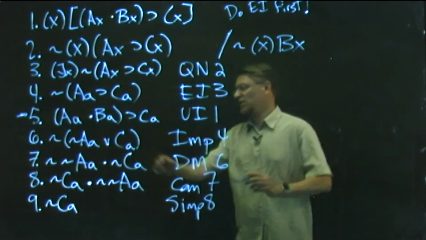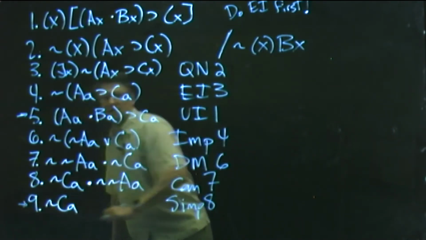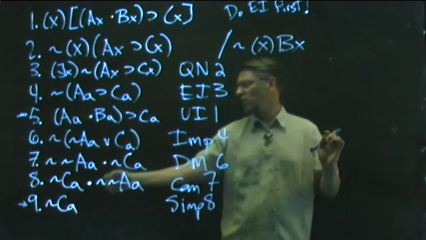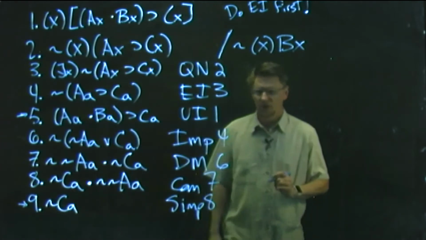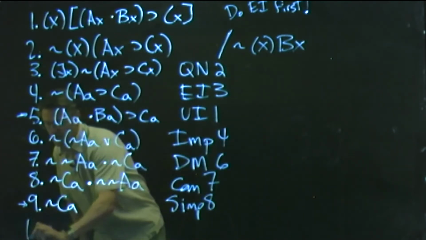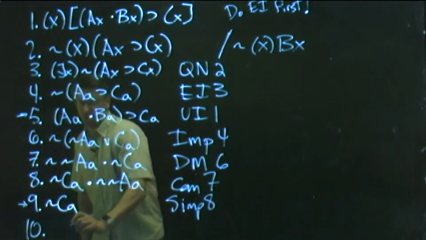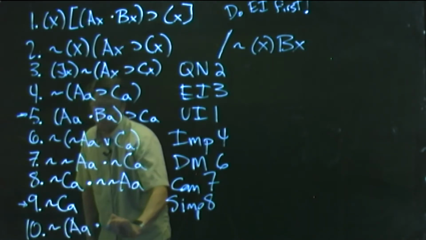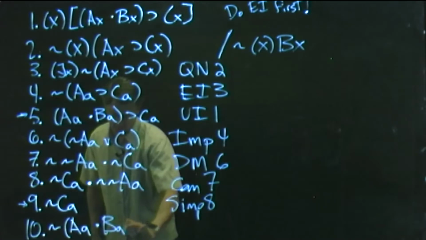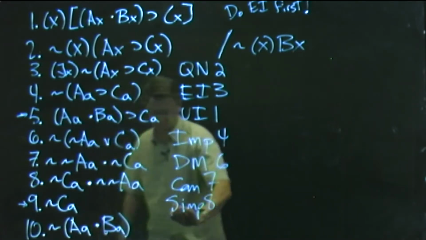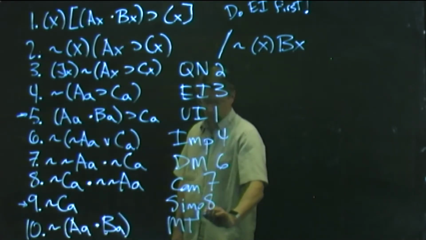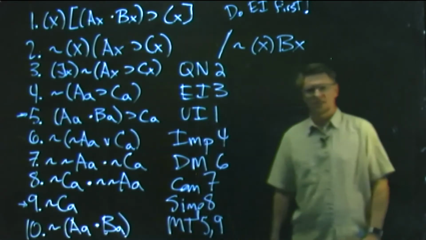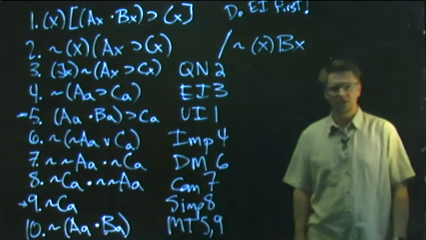And now, looking at lines 5 and 9, right, so just focus on 5 and 9. Here's P, horseshoe Q, and tilde Q. Well, that is the setup for modus tollens. Giving us tilde A dot B by modus tollens.